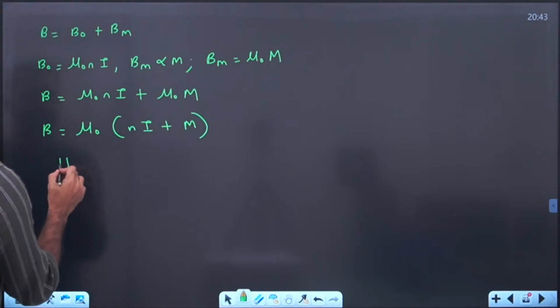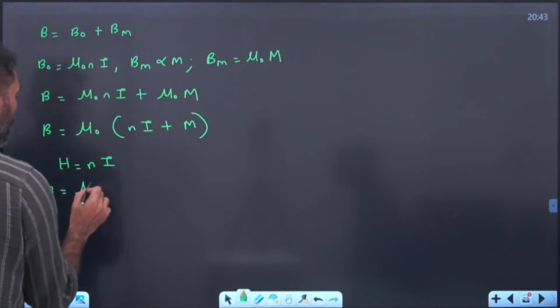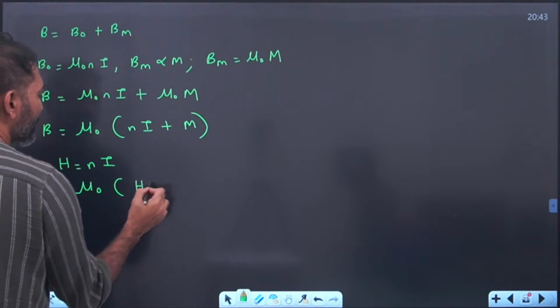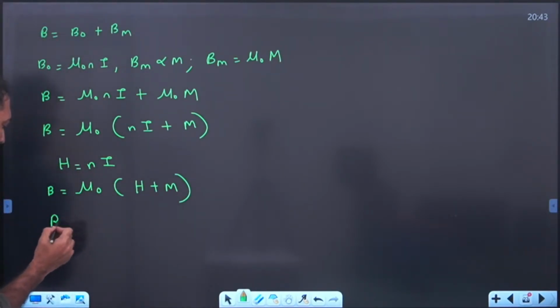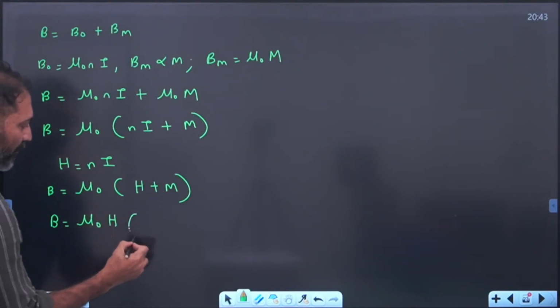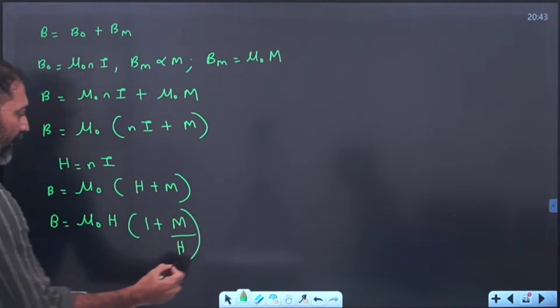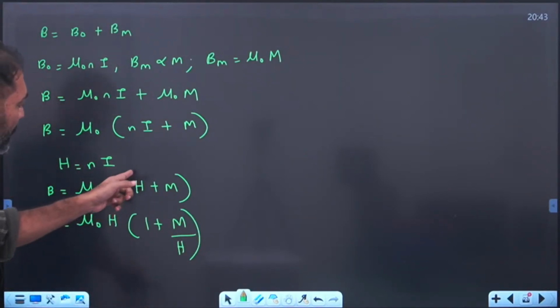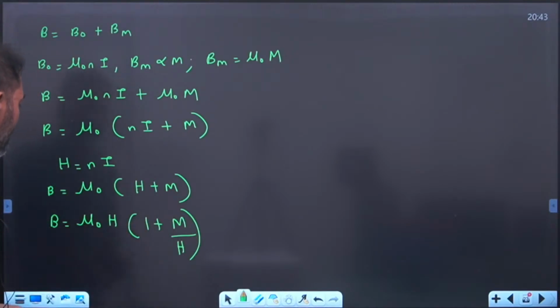Now we know that H equal to Ni. So B is equal to mu 0 into H plus M. If you take H outside, B equal to mu 0 H into 1 plus M by H. I am taking H outside, so at the position of H we have 1, and at the position here M by H.